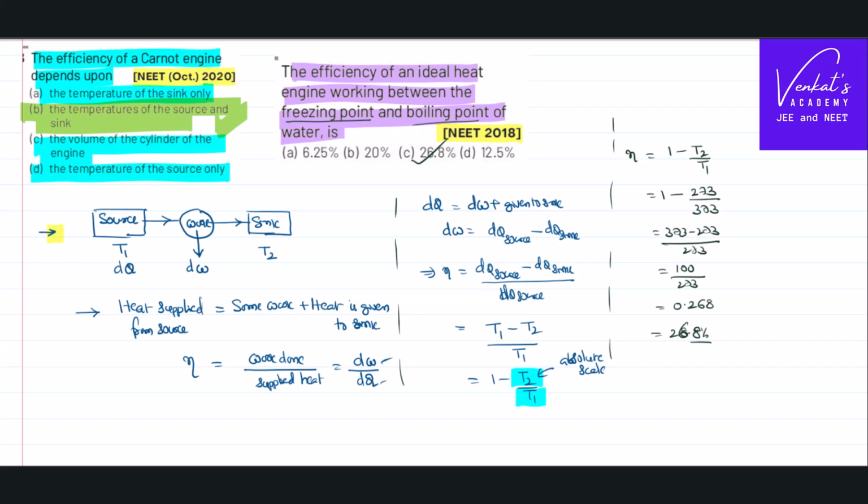So to solve these problems, we need to know the basic concepts of the working of a heat engine. I have explained it and I have derived a formula also to make the job a little more comfortable and independent of any of the other variables.